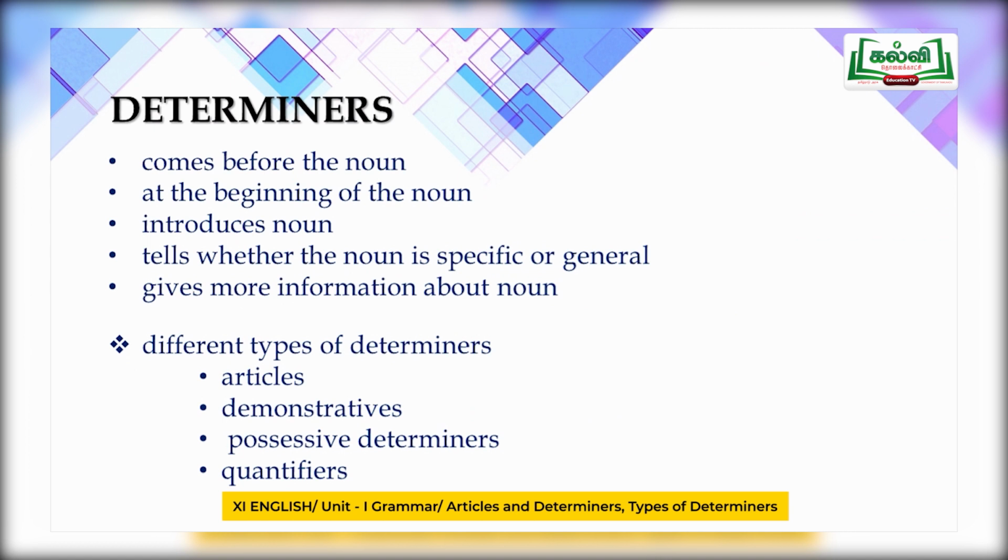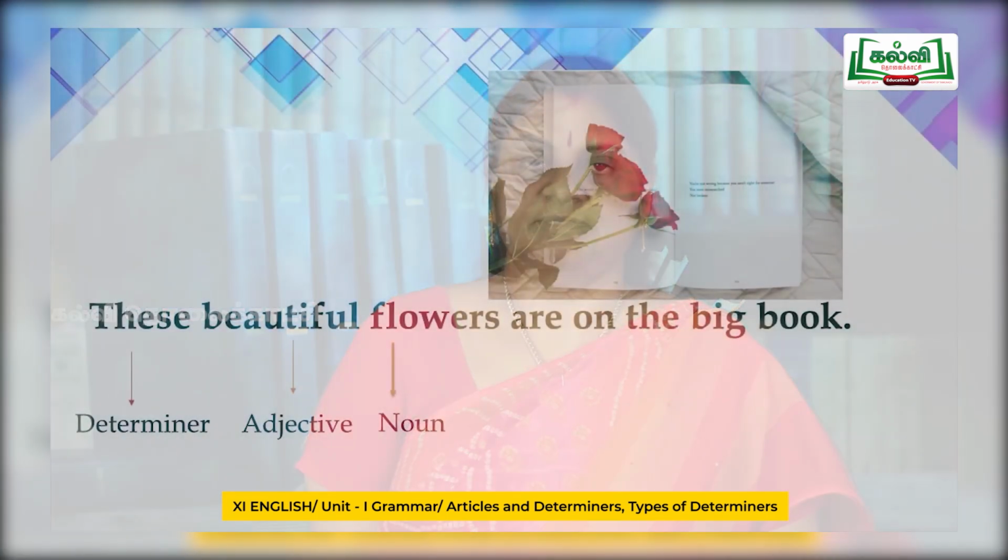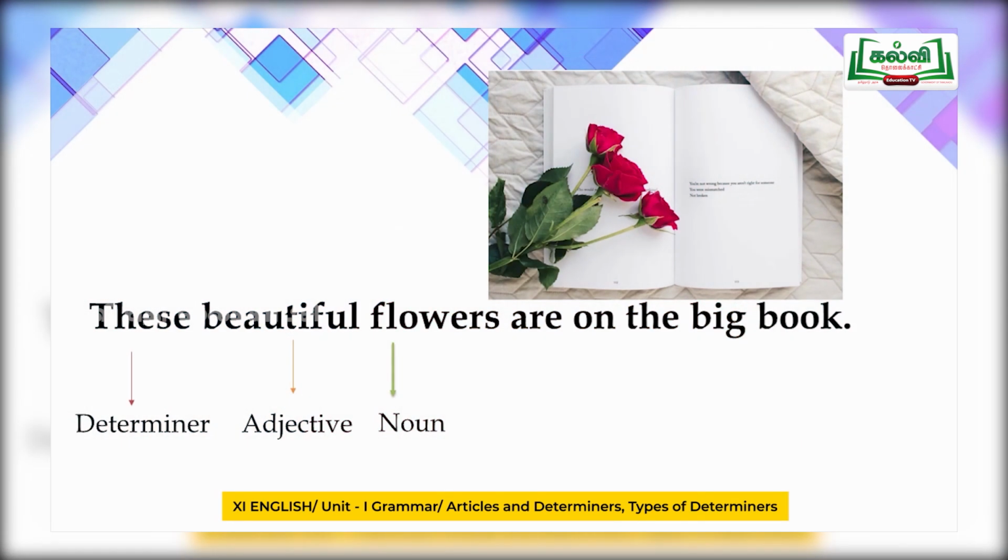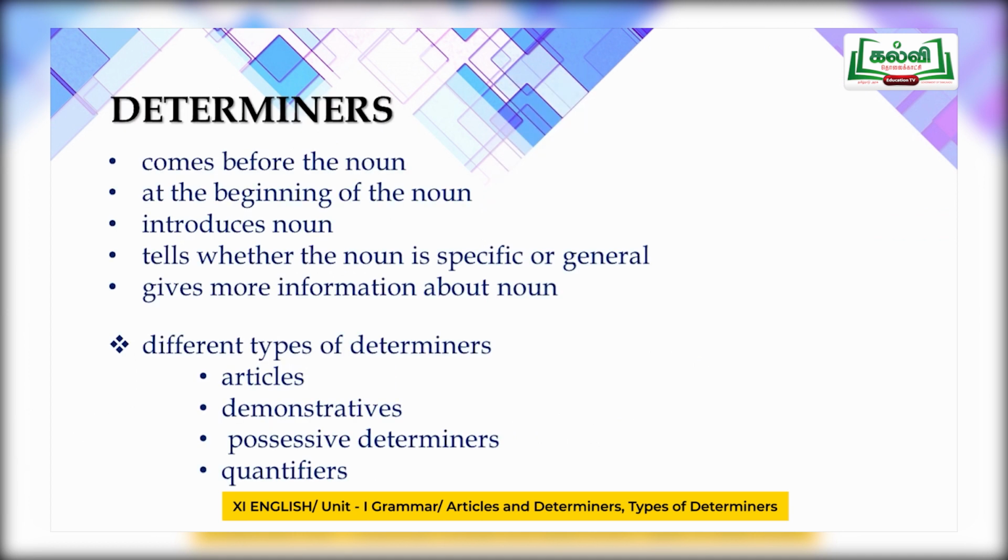And the next point is that it comes at the beginning of the noun phrase. Here the noun phrase is these beautiful flowers. Here these is the determiner that comes before the noun phrase, at the beginning of the noun phrase. It introduces the noun, the noun flowers. The determiner these introduces the noun.